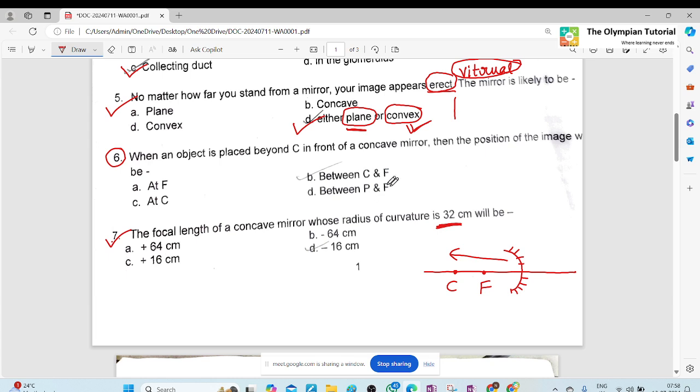Yes, ma'am. So the focal length is minus 16 centimeter, because focal length is half of the radius of curvature. Yes, ma'am, and it is on the left side for a concave mirror, so it will be minus 16 centimeter. Tomorrow we will prepare the diagram of the sixth one, and then we will discuss the options.